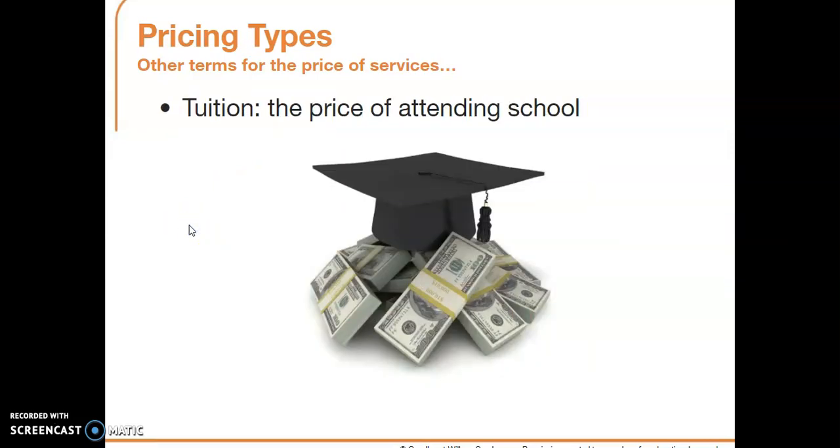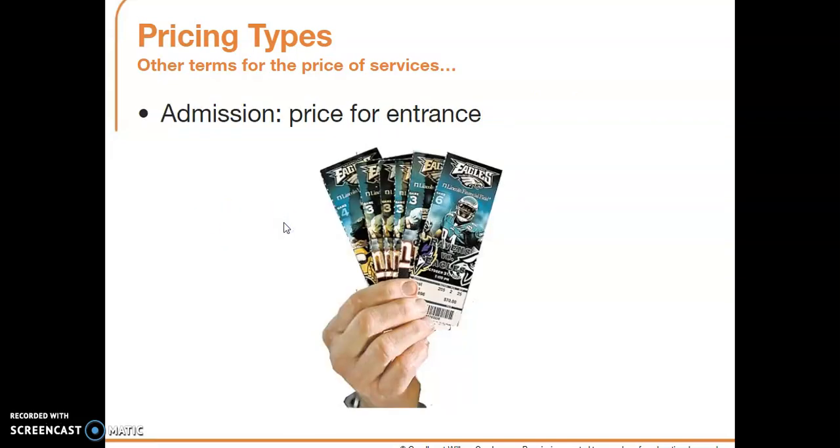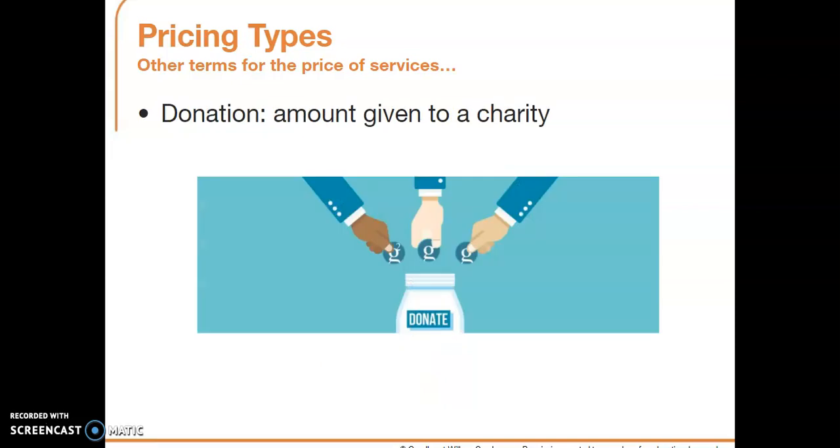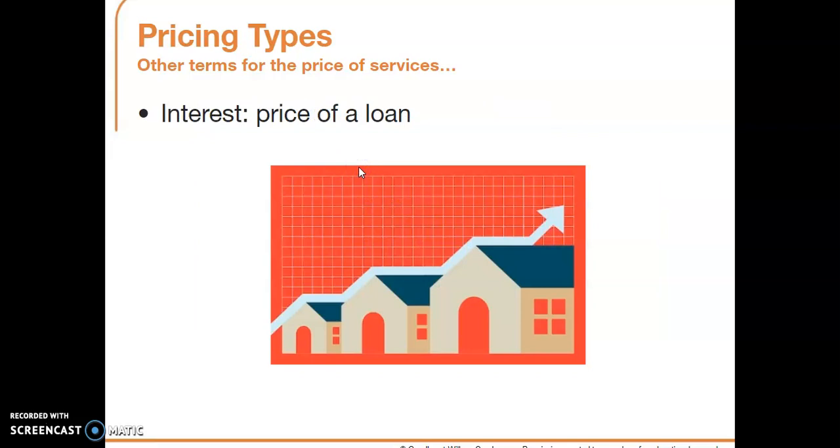Tuition is the price of attending school, whether it be college or some type of other academy. We have admission, that's the price for entrance, either to a sporting event, concert, play, things like that. A donation is an amount given to charity. Interest is the price of a loan.